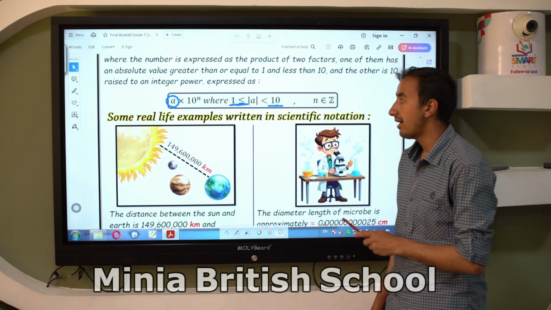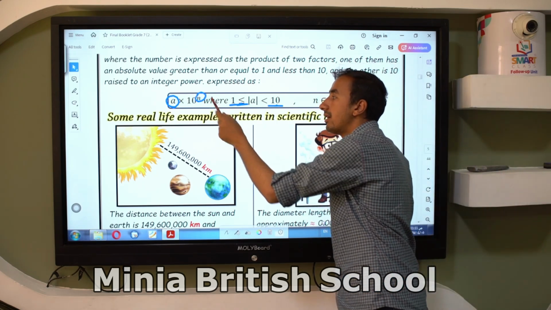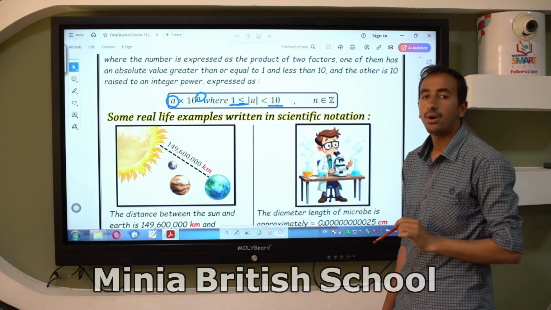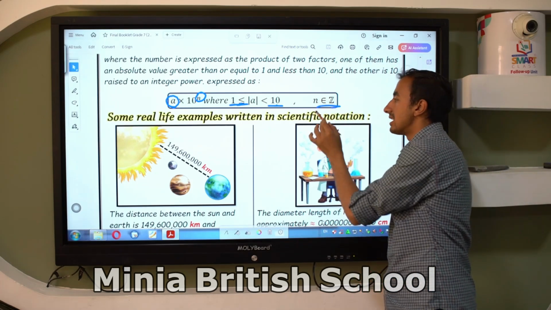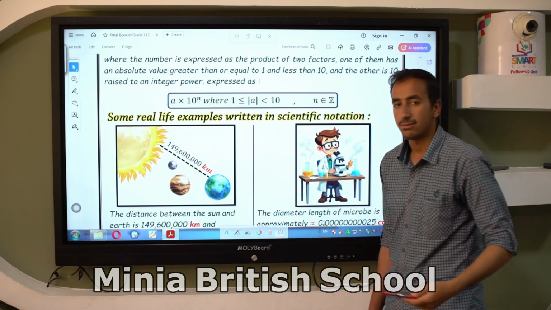Here we have the number, and the power of 10: times 10 to the power n, where n belongs to Z. It must be a whole number, positive or negative.